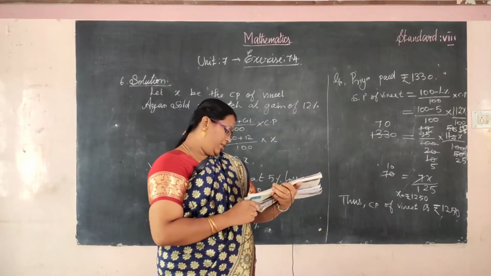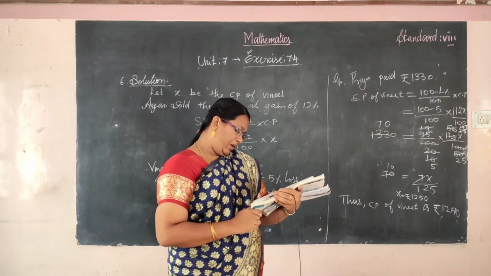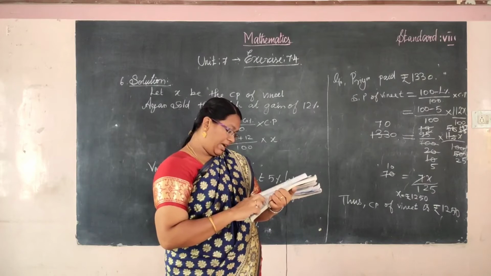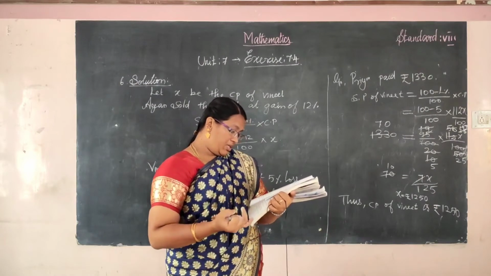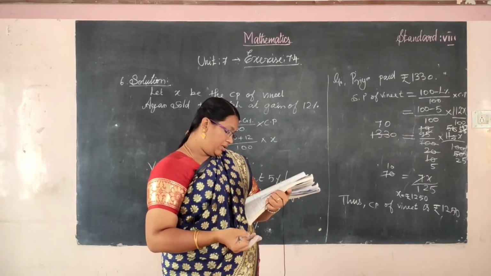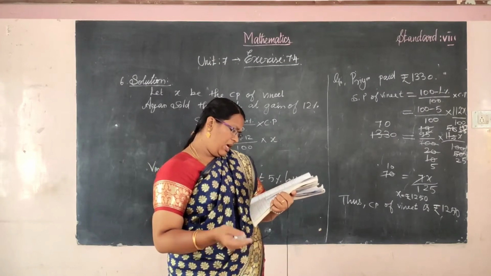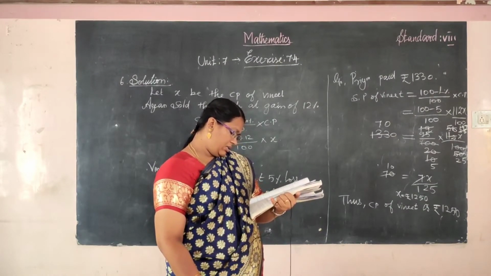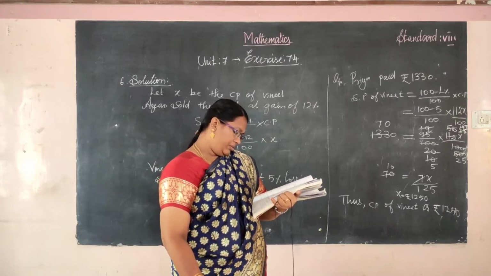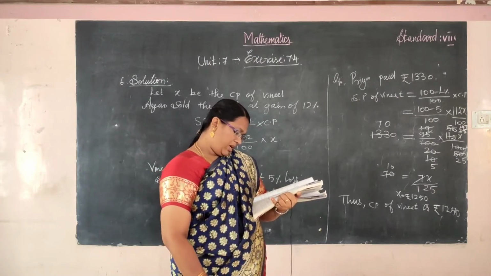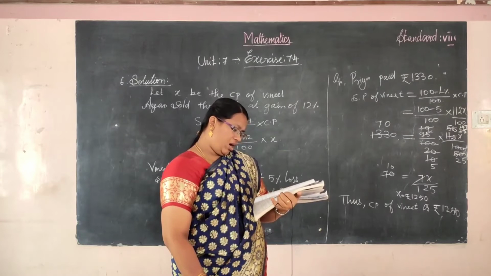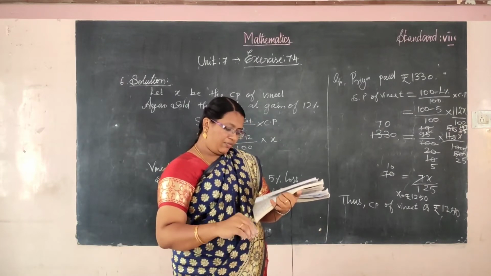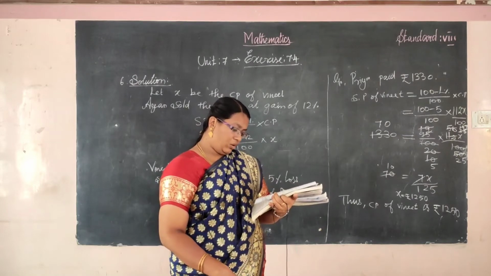A shopkeeper sold a shirt for rupees 828 at a loss of 8%. Okay, selling price is given and also the loss percentage is given. Okay, right. What will be the gain or loss if he will sell it for rupees 1200?